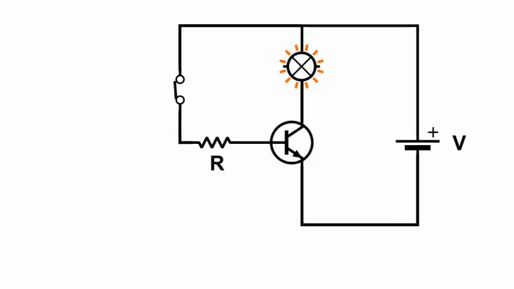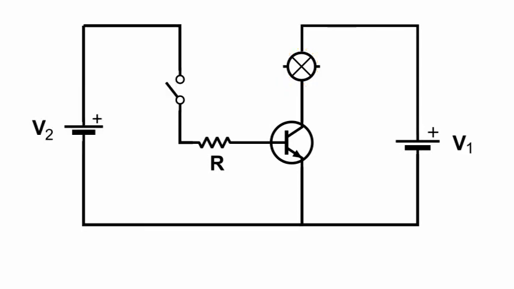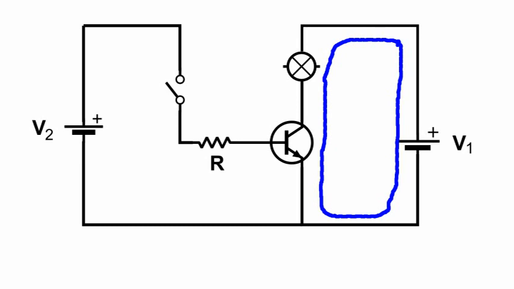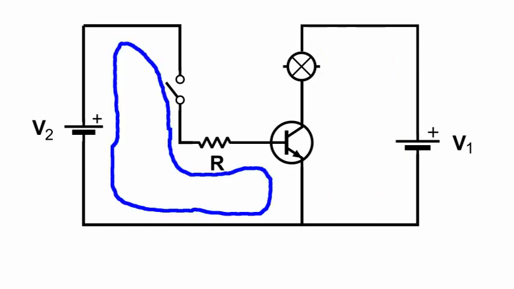In our circuit, we are using the same power supply for both the load and to activate the transistor. However, it is frequent to use two separate power supplies. A high power one to power the load and a low power one to activate the transistor.